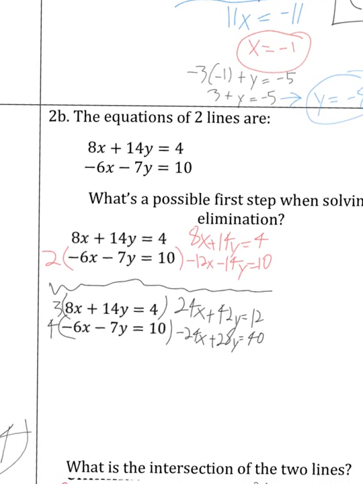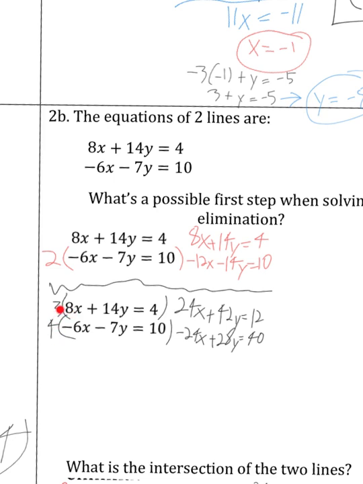Alright, so 2b, what's the possible first step when solving by elimination? Well, to eliminate the y's, I could multiply this bottom one by 2. That's because this one has a 14, this one has a -14, and so the y's would cancel out, and I'd have -4x equals 14. If I wanted to cancel out the x's, I could multiply this one by a 3 and this one by a 4. Why is that?